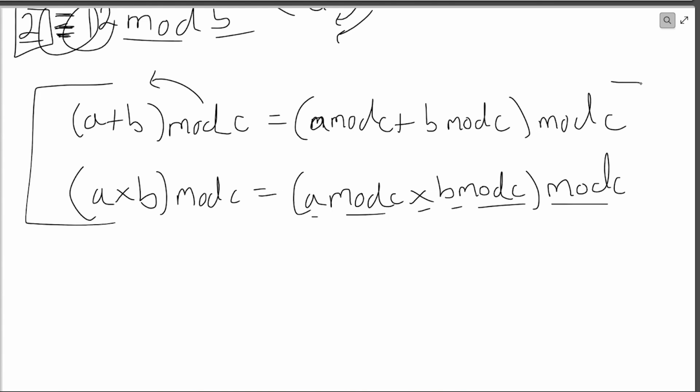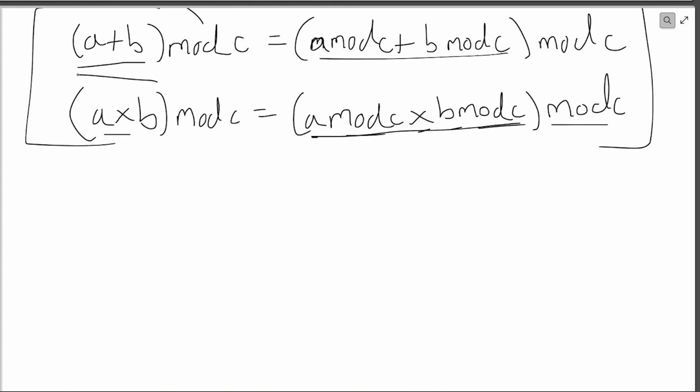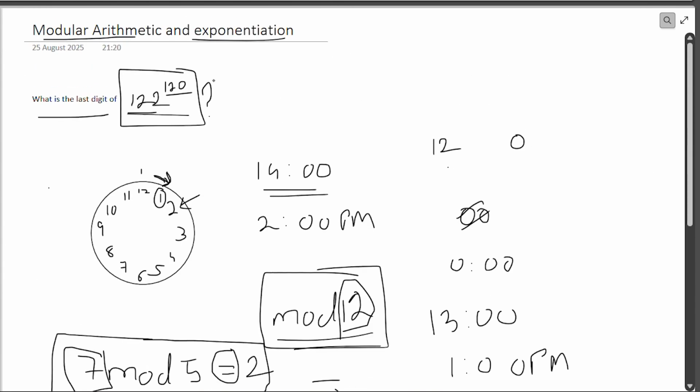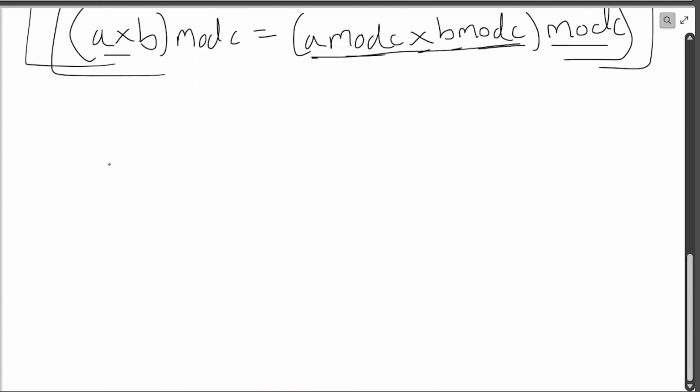So these two properties are very important because if you know that these two properties are true, you can simplify a lot of problems going forward. So how does knowing this help us solve problems such as this? Let us try to see.